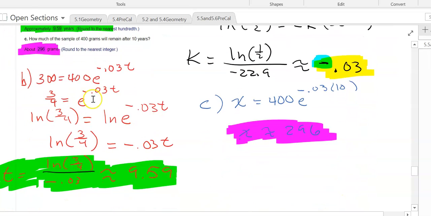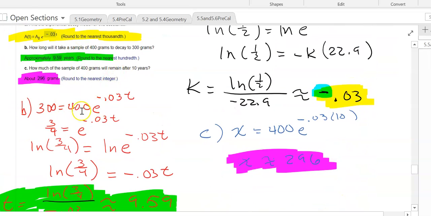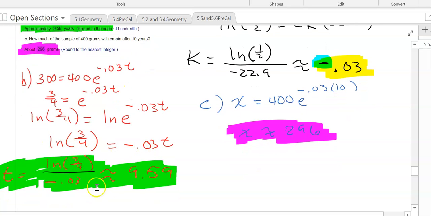In the second problem, we're looking at starting with 400, and I want to end up with 300. So that's how the setup is, and I'm using the equation I got from the first part. Take the natural log of both sides, solve, make sure you round correctly. And the last one, the way you set it up, you just put that into your calculator. So we're looking at 400 grams of the K that we found in the first part, and after 10 years, and make sure you round correctly.